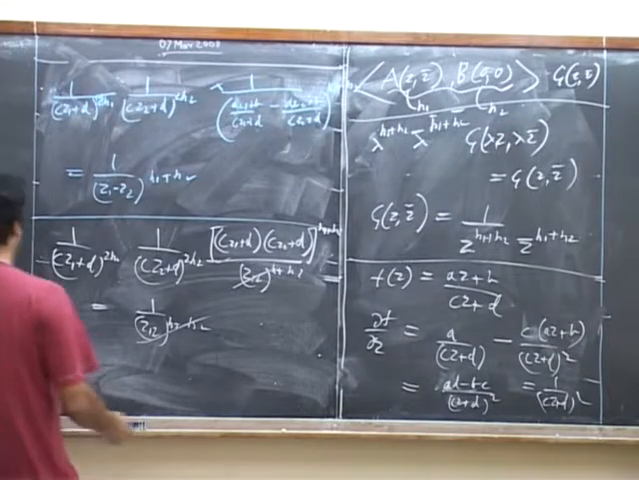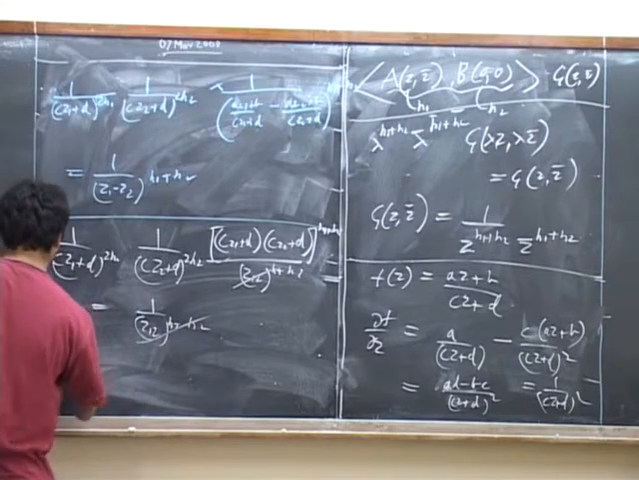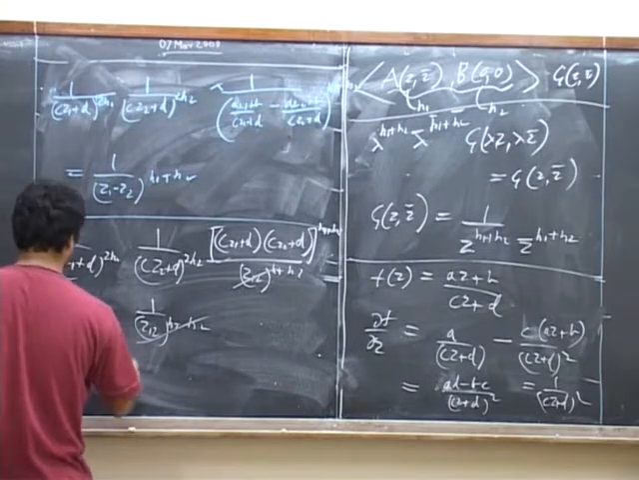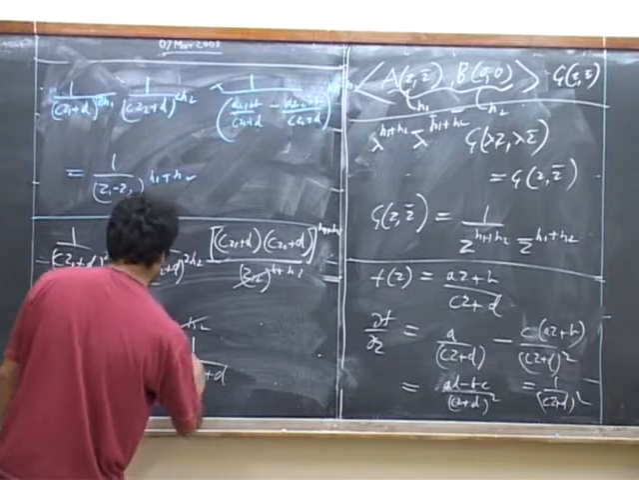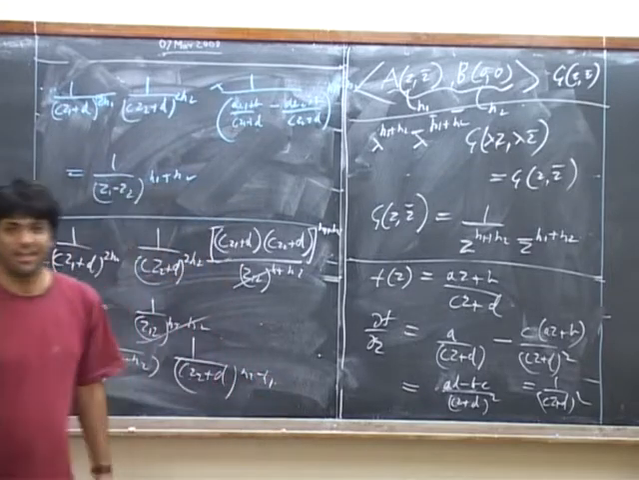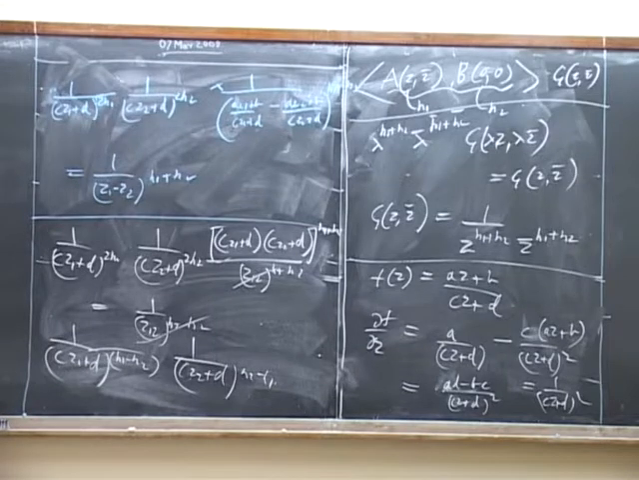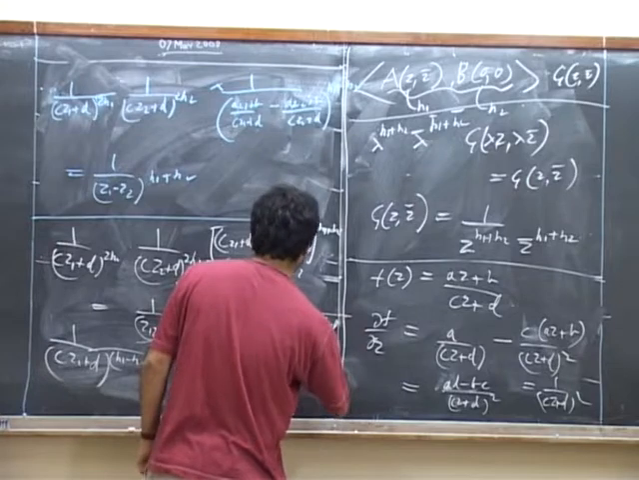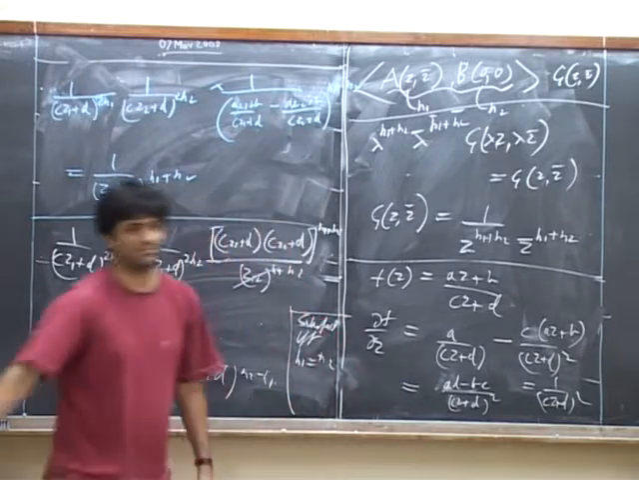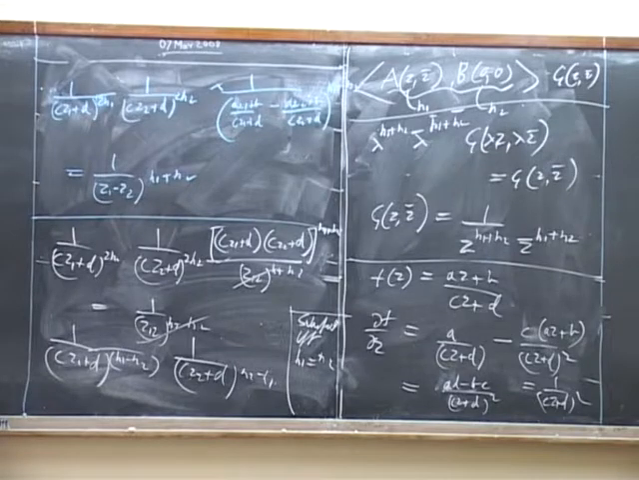Well, but what is it? It is 1 over Cz1 plus D to the power h1 minus h2, into 1 over Cz2 plus D to the power h2 minus h1. This thing is equal to 1 only if h1 is equal to h2. If and only if h1 is equal to h2. Okay? So it is satisfied if h1 is equal to h2. Is this clear?